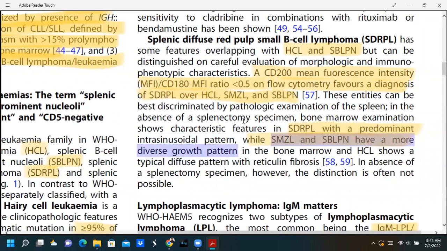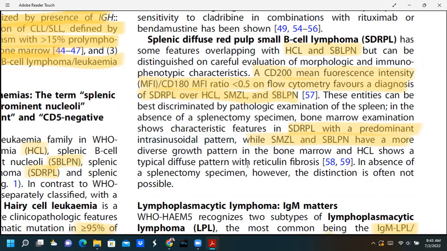So usually the pathologic examination of the spleen will be the one that will be triumphing to categorize between these three. But if you don't have a splenectomy, if you just have the bone marrow, then see if there is an intrasinusoidal pattern, then favor a diffuse red pulp. And if it is a diffuse growth pattern, then favor splenic marginal zone and prominent nucleoli.